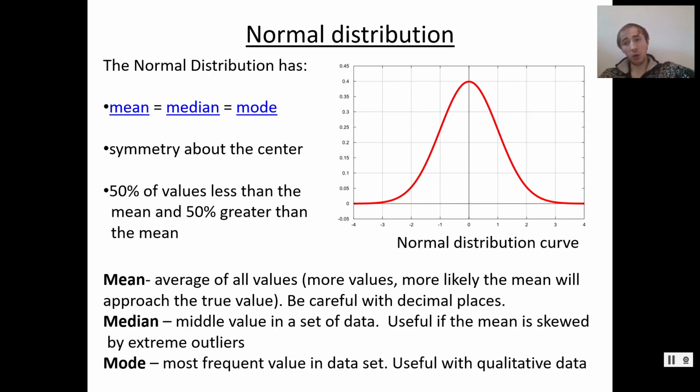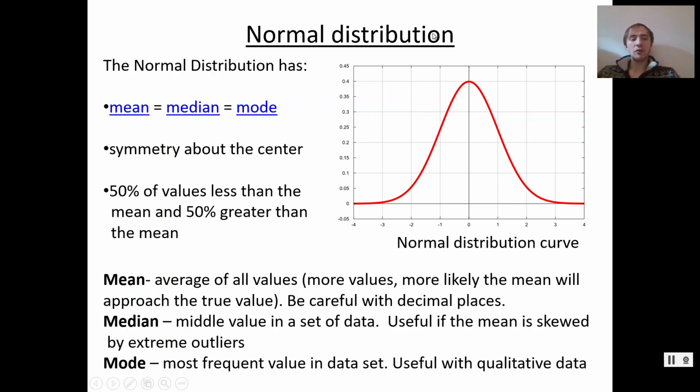And the mode is the most frequent value. Pretty much the only time we care about the mode is if it's qualitative data, i.e. if it's something like eye colour, brown, blue, green, red, etc. You can't say what the mean is, you can't have a mean of brown and a half. There can't really be a middle value, but you can definitely tell me which one is the most common, and that's when that's useful. It's never useful for quantitative data.